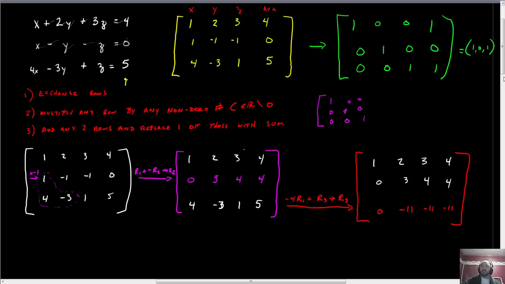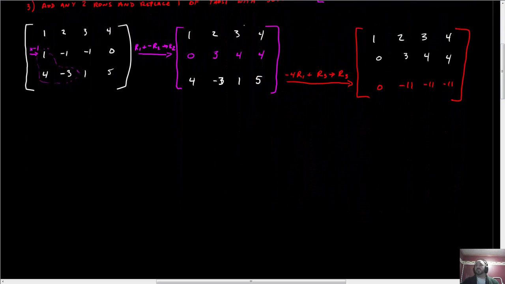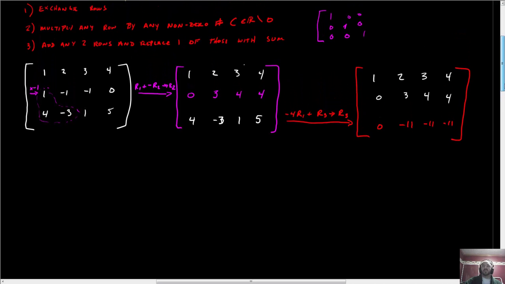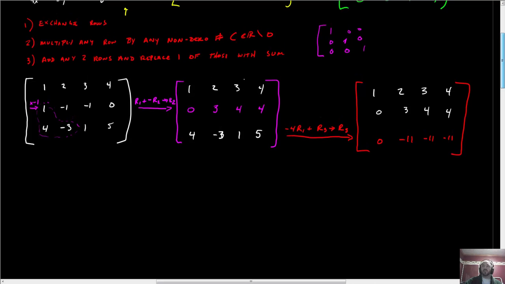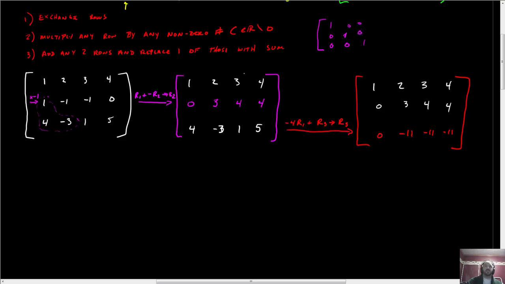All right, well, what I'm going to do there, I'm going to make use of, I think, yeah, that'll make it easier. I'm going to make use of number 2 and number 1 in these next two steps. What I'm going to do is multiply row 3 by -1/11. Remember, I can't divide, I can only multiply.